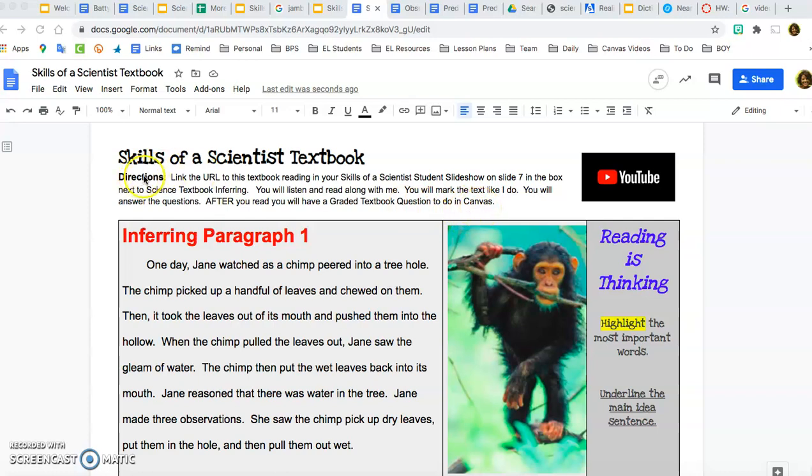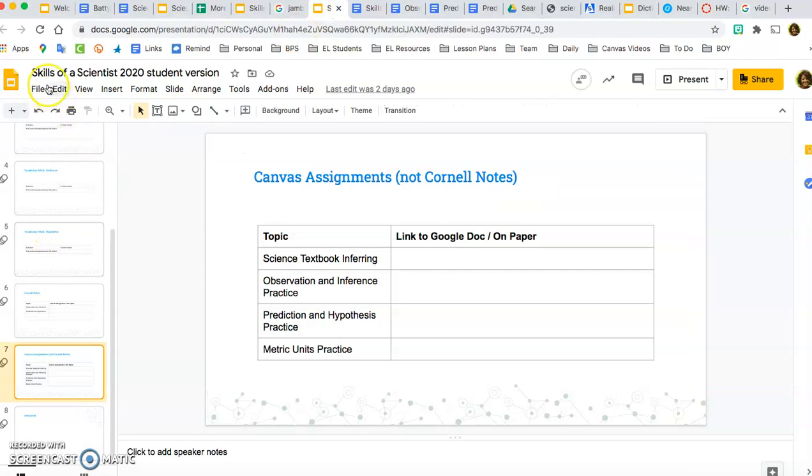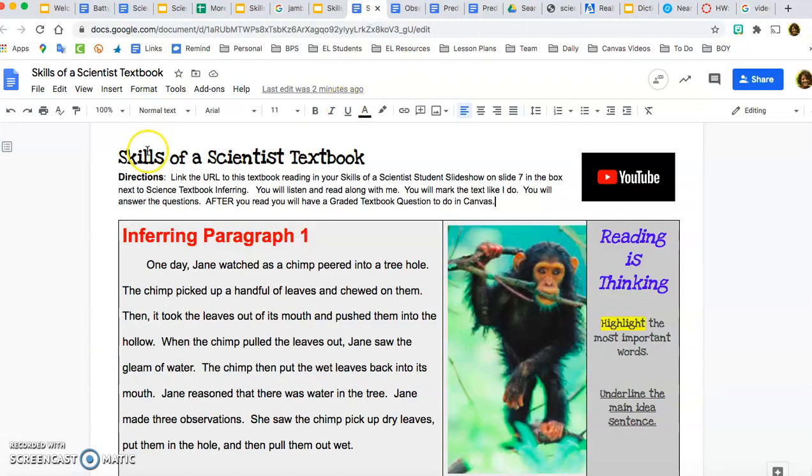Okay, so let's go back first. It says link the URL of this textbook reading in your student slideshow. So you should have your student Skills of a Scientist slideshow up. And then if you look on slide 7, it says Canvas assignments. Right here, science textbook inferring. We need to put the URL here from the document you have open right now.